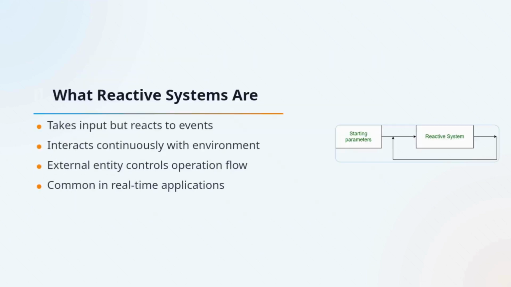A reactive computer system also receives input, but it does not simply produce output as a direct function of that input. Instead, it keeps interacting with the environment and responds to events as they happen. In this case, the sequence of operations is often influenced by external events rather than only internal program flow. That is why reactive systems are strongly connected with real-time applications.